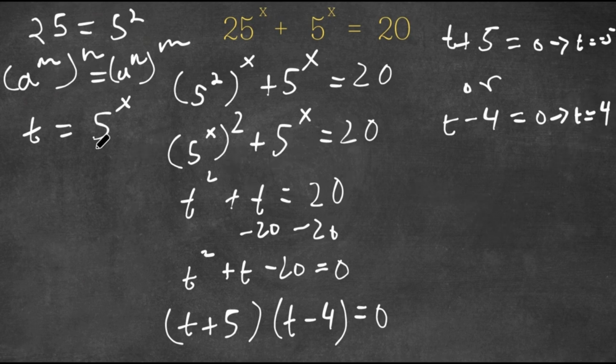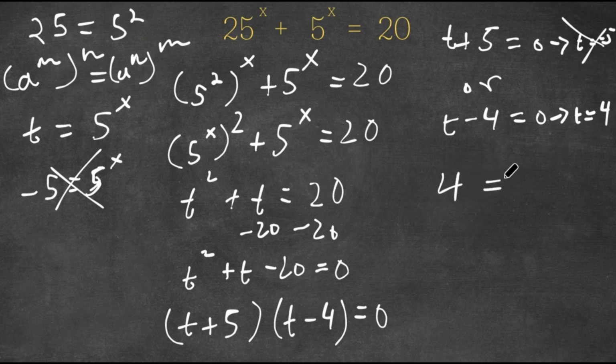So now remember, we set t equal to 5 to the power of x. So let's first try the value t equals negative 5. So if t equals negative 5, then I have negative 5 is equal to 5 to the power of x. And this can actually not be solved. This actually has no solution because you can't take a power of a number and make it negative. So this is wrong, meaning t equals negative 5 is wrong. So that means that we are simply left with t equals 4.